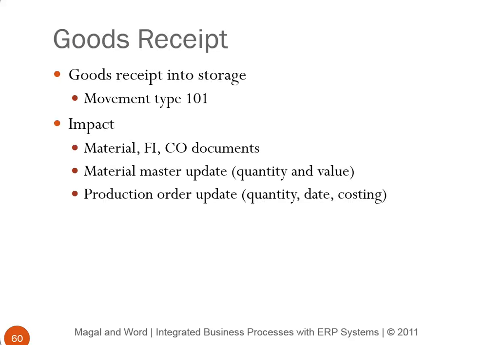Now once the production order is completed, the materials or the goods that are produced are going somewhere, and that entity has to issue a goods receipt saying that yes, we have received finished goods. That's movement type 101 in your SAP environment. The impact, obviously finance and controlling documents are updated. Material master data is updated, the quantity and the value of your inventory, and the production order status is updated.